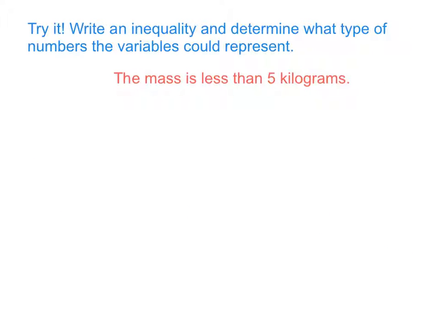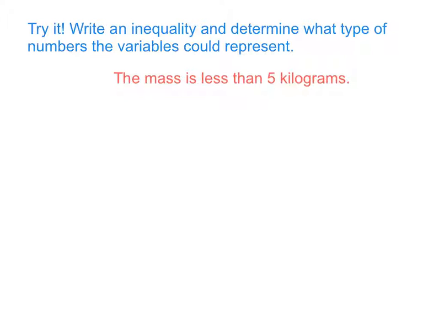Okay, let's go to this next try it problem. To try it, you're going to do this on the right side of your notebook, just as a reminder. You're going to write me an inequality, determine what type of numbers the variables could represent. So, two things again. You have to do the inequality. What type of numbers is it going to be? Is it positive? Is it negative? Is it fractions? Is it whole numbers, decimals, or any positive numbers, types of things like that. The mass, which is another word for weight, is less than 5 kilograms. Okay? Go ahead and try this on your own.